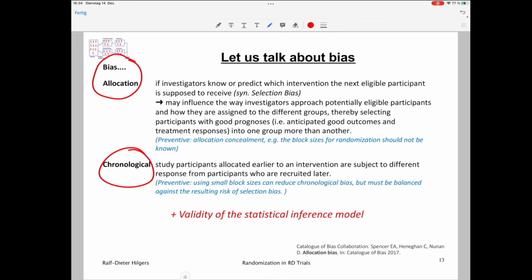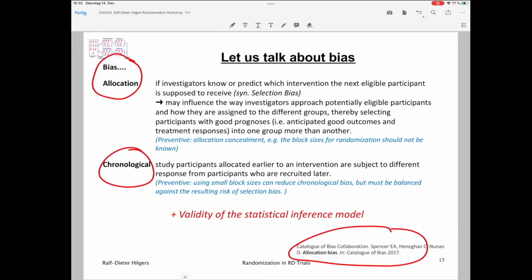conscious process. Chronological bias is, as I said just before, when study participants allocated earlier to an intervention are subject to different responses from participants who are recruited later. And I refer here to other definitions of biases in the catalog of bias, which is on the website of the Center for Evidence-Based Medicine.